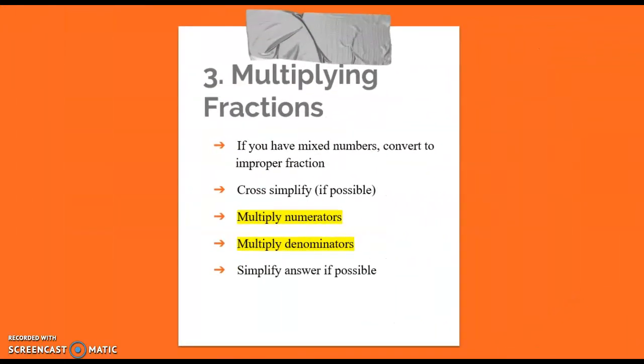Okay, for multiplying fractions, same thing. If you have mixed numbers, convert them to improper fractions. This time we're going to see if we can simplify the problem before we multiply the numerators and the denominators.